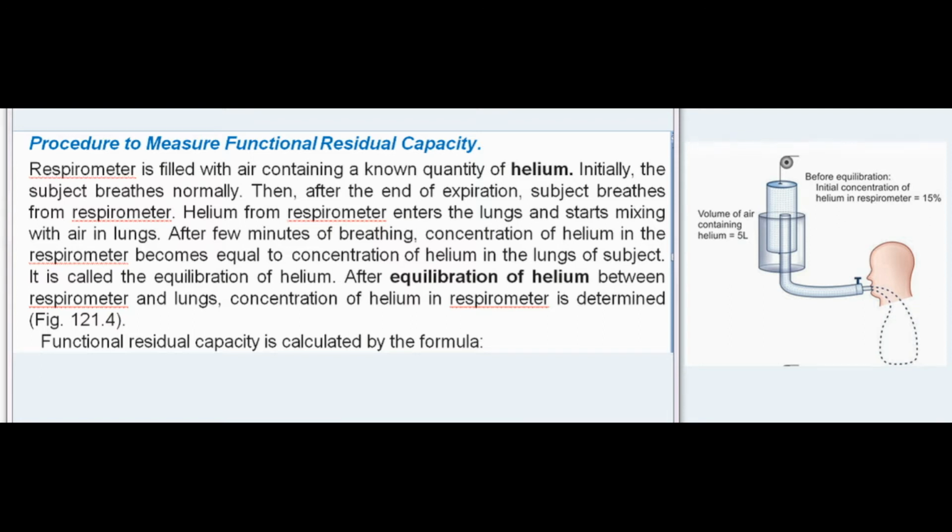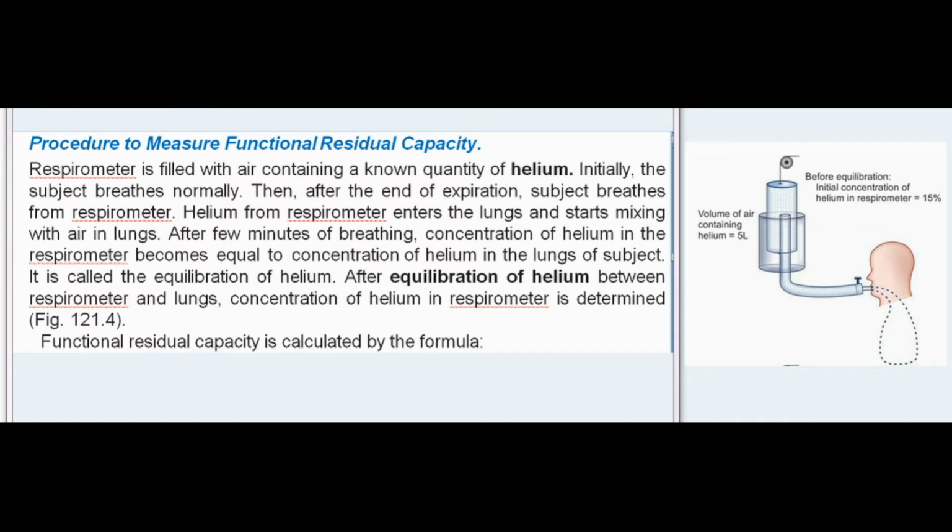1. Helium dilution technique. Procedure to measure functional residual capacity. Respirometer is filled with air containing a known quantity of helium. Initially, the subject breathes normally. Then, after the end of expiration, subject breathes from respirometer. Helium from respirometer enters the lungs and starts mixing with air in lungs. After a few minutes of breathing, concentration of helium in the respirometer becomes equal to concentration of helium in the lungs of subject. It is called the equilibration of helium.